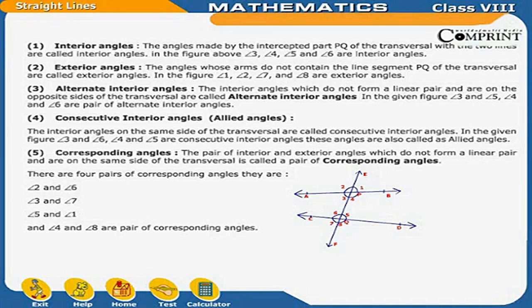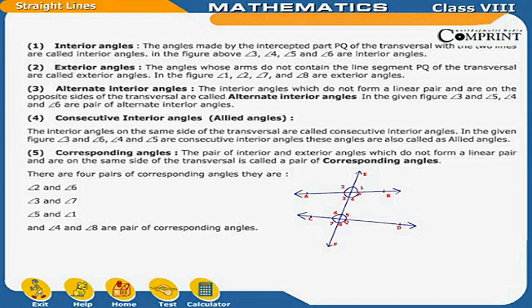4. Consecutive interior angles or allied angles. The interior angles on the same side of the transversal are called consecutive interior angles. In the given figure, angle 3 and angle 6, angle 4 and angle 5 are consecutive interior angles. These angles are also called allied angles.